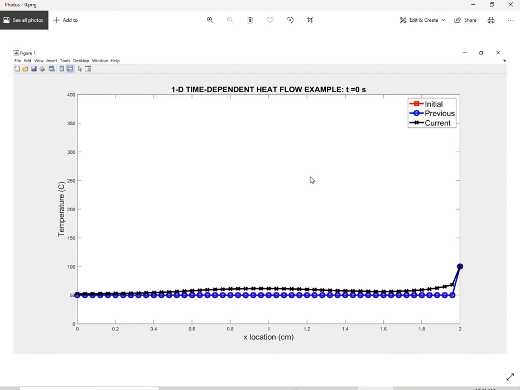is my temperature distribution at the initial time t equals 0. So here the observed profile matched my expectations since the rod started at an initial temperature of 50 and began heating up throughout.